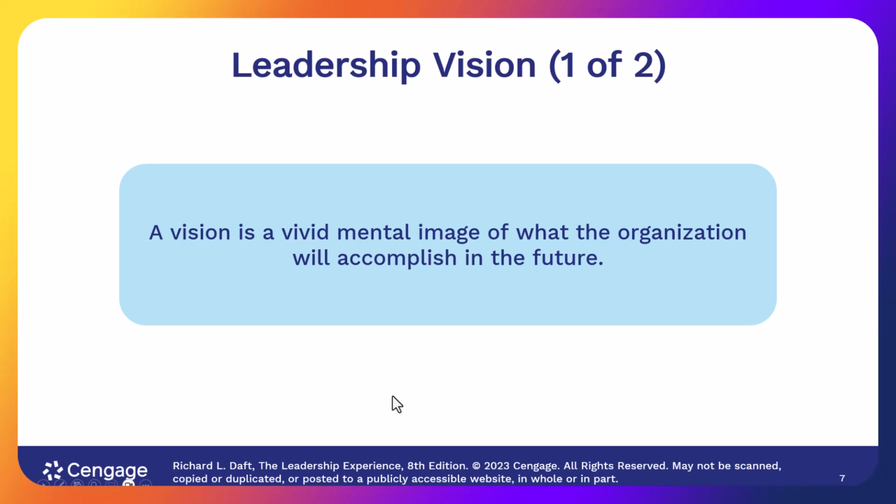Leadership vision. A vision is a vivid mental image of what the organization will accomplish in the future. So what does it look like? Somebody's got to see it, dream that up, think it up, and see it. And what does it look like? Because that person then has to go and tell others what they see.